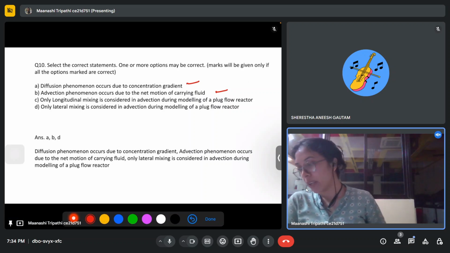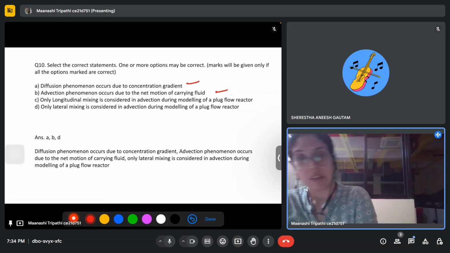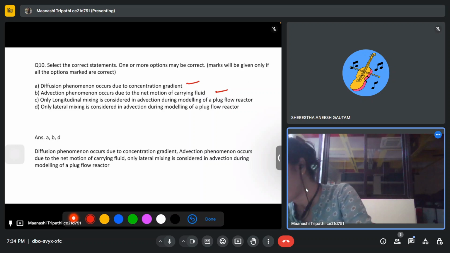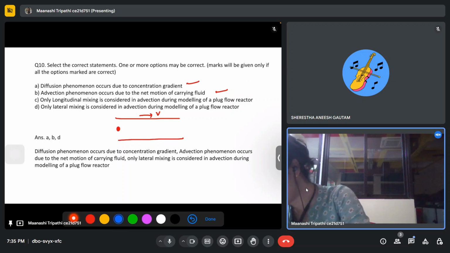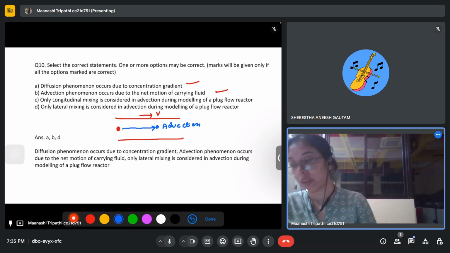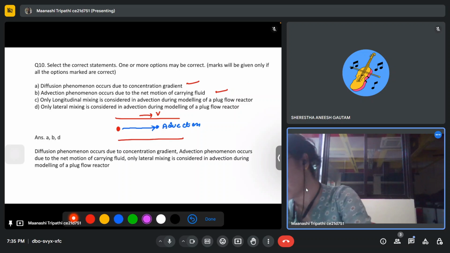So I'll explain what is advection, what is diffusion. If we consider a river, an object is kept here, and this is the velocity, this is the direction of flow of the river. If this object moves with the velocity, with the flow of the river, it is called advection. And what is diffusion?